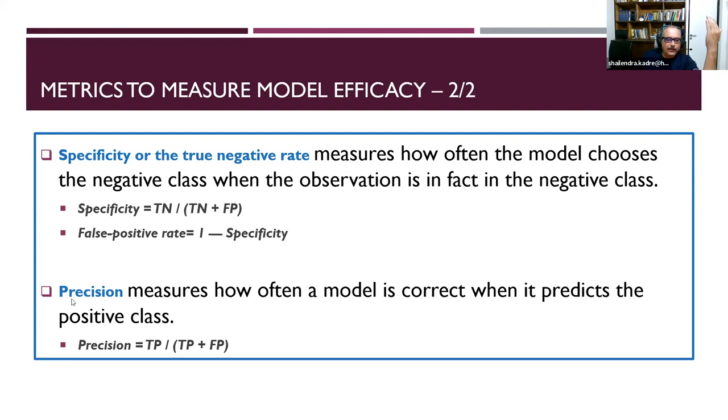Then there is something called precision. Precision belongs to all the predicted positive classes. Precision means: how many true positives have I predicted correctly? So true positive divided by true positive plus false positive. This is precision.